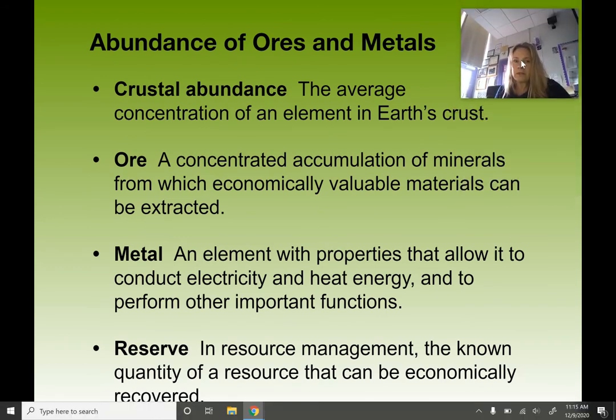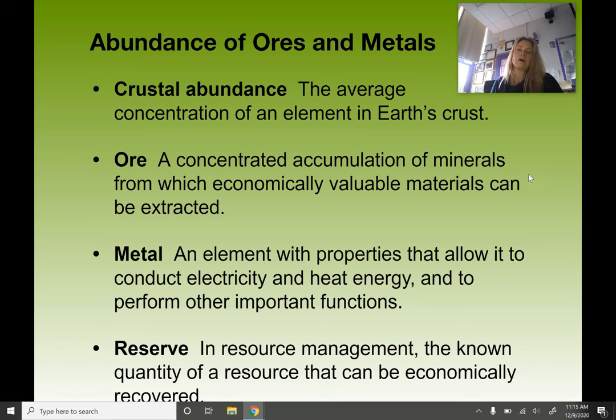So crustal abundance is how much concentration of an element is in the Earth's crust overall throughout the entire Earth. An ore is something that's mined for a profit. A metal is something that we can use to conduct electricity or heat, like aluminum, zinc, that kind of stuff. And then a reserve is where it is found in a large quantity.